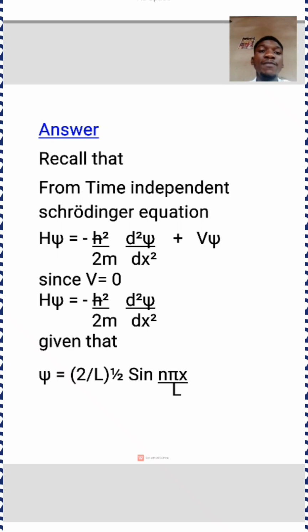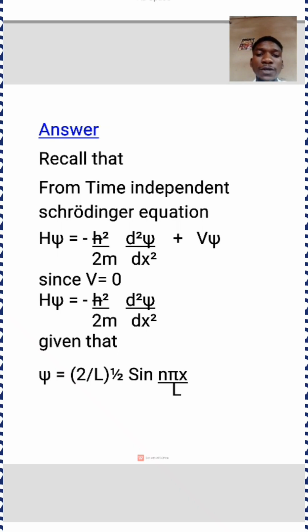Recall that from the time-independent Schrodinger equation, Hψ, where H is the Hamiltonian operator, is equal to minus h-bar squared over 2m times d squared ψ over dx squared plus Vψ. Since from the question the potential energy of the system is equal to 0, therefore V is equal to 0. And if V is equal to 0, then the Hamiltonian operator Hψ is equal to minus h-bar squared over 2m times d squared ψ over dx squared.